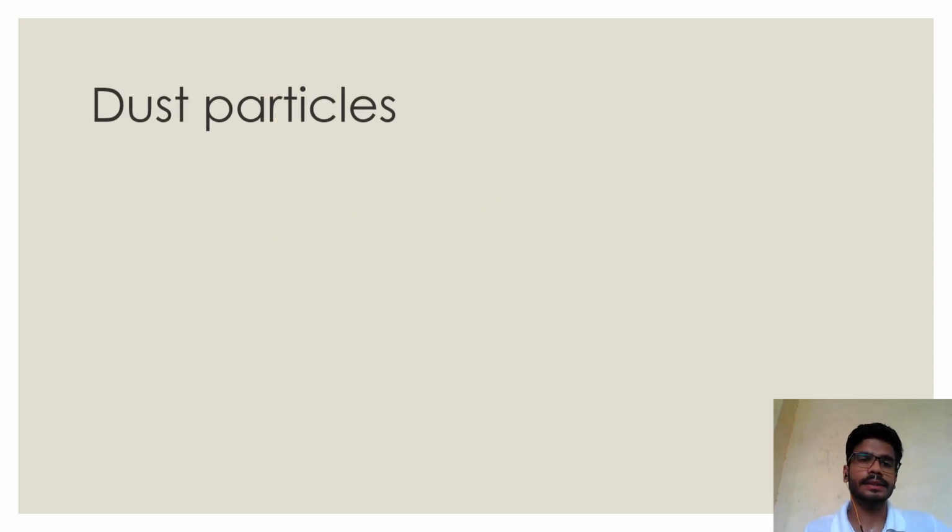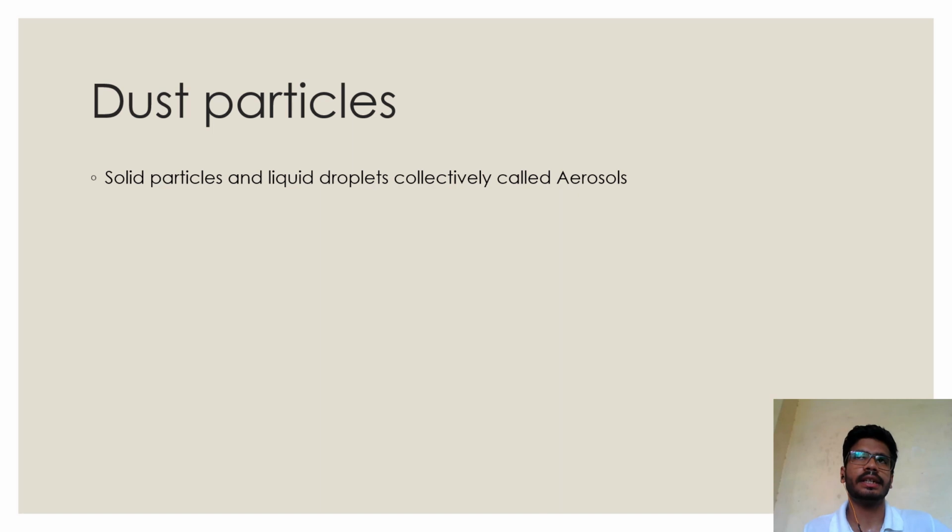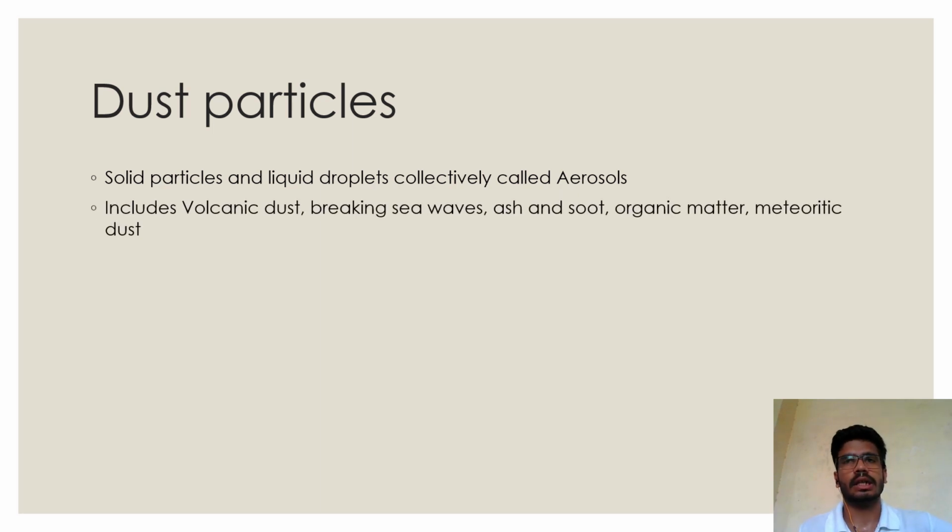The next and the last is the dust particles. Liquid particles and solid particles are collectively called aerosols. Aerosols are basically dust particles which are present in the atmosphere. How do they get there? They include volcanic dust, breaking sea waves, so salt is carried, ash and soot from combustion processes, organic matter like pollen grains, and meteoritic dust which enters the Earth's atmosphere. So these are the aerosol components which are found in the atmosphere.